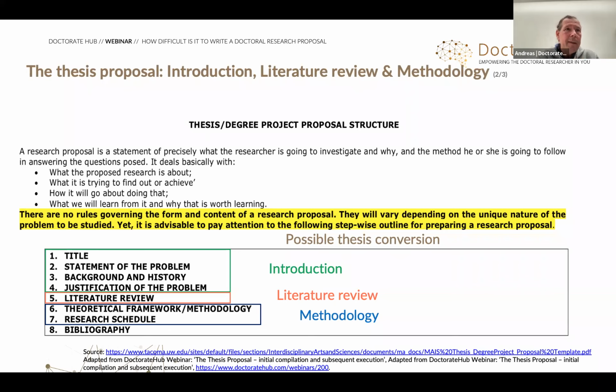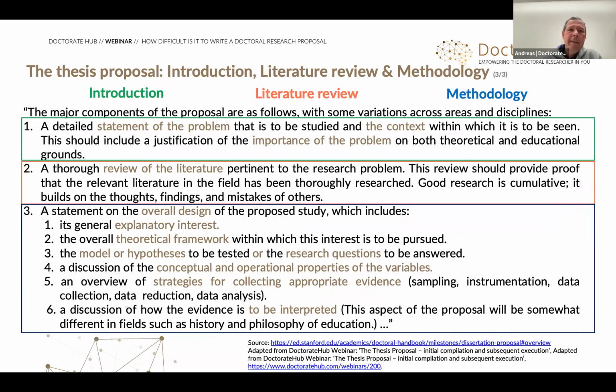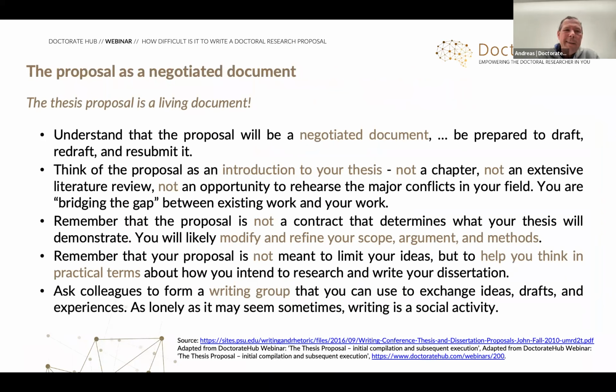In this case, you have here title, statement of the problem, background and history, justification of the problem. So this is all introductory. And then you have the literature review followed by the methodology. And again, this is from another guide, which is following the same logic of introduction, literature review, methodology. So this framing might help you and provide you with some guidance on what to cover and from there to build.